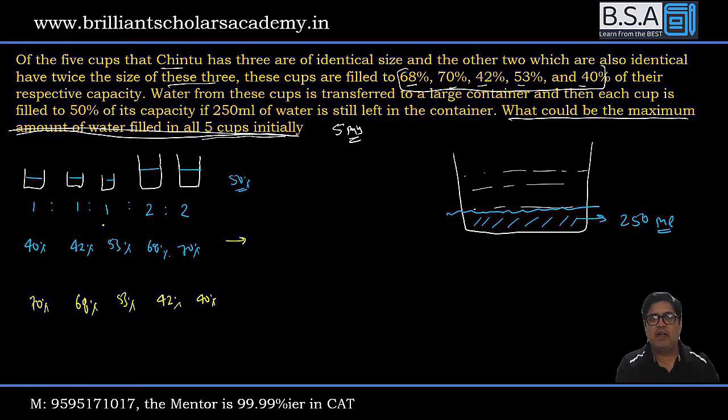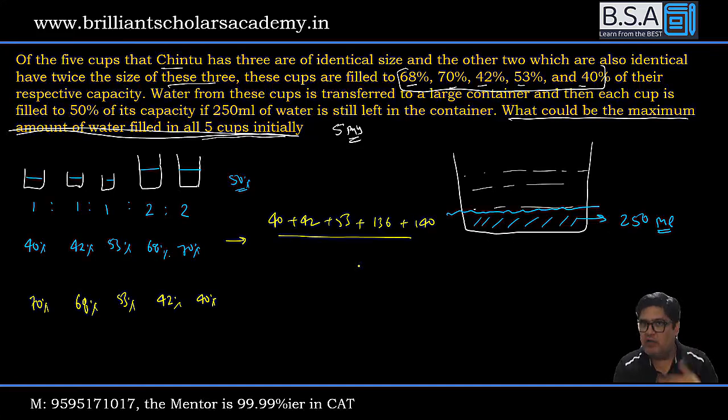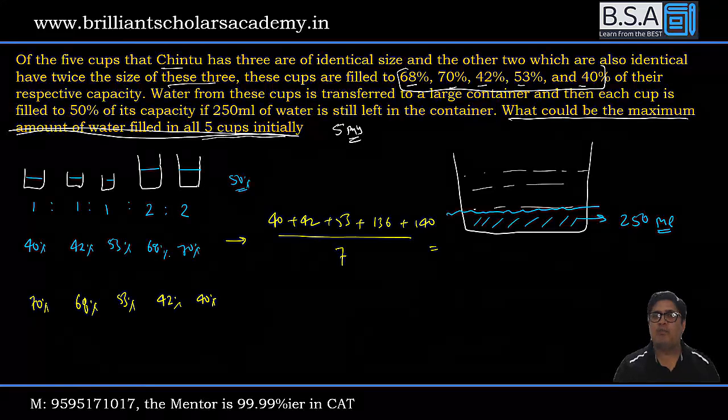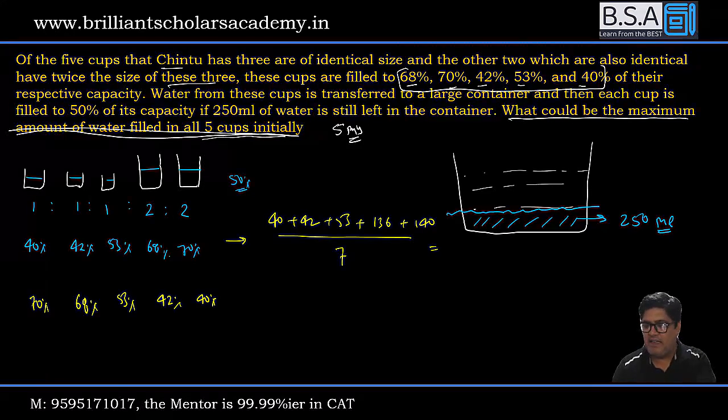This will be 40, 42, 53, plus 2 into 68 is 136, plus 2 into 40 is 80, divided by what? Divided by 1 plus 1 plus 1 plus 2 plus 2, that is divided by 7. So use your calculator if you have to. If you don't want decimals, that is fine, leave it as it is. But make sure you are not making calculation mistakes. 40 plus 42 plus 53 plus 136 plus 80 divided by 7.